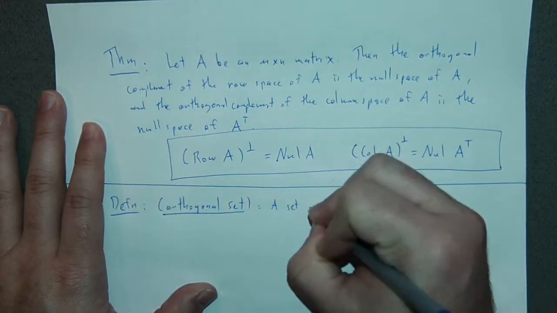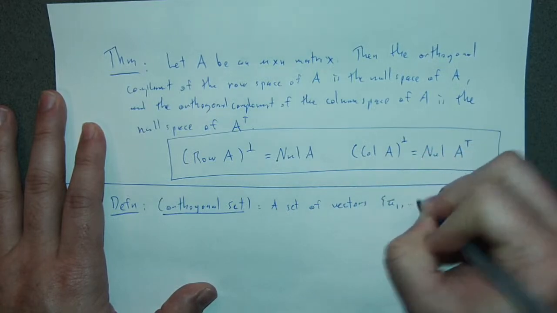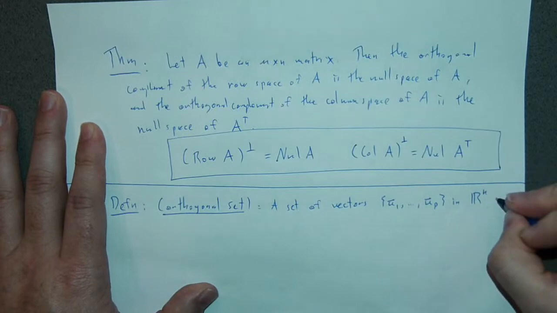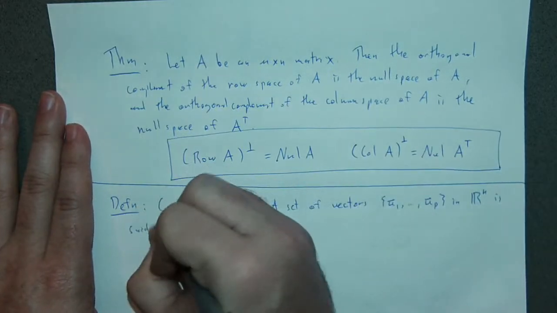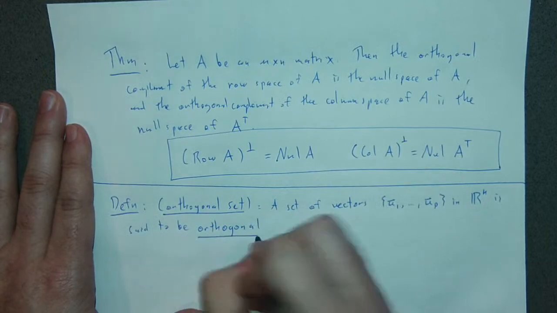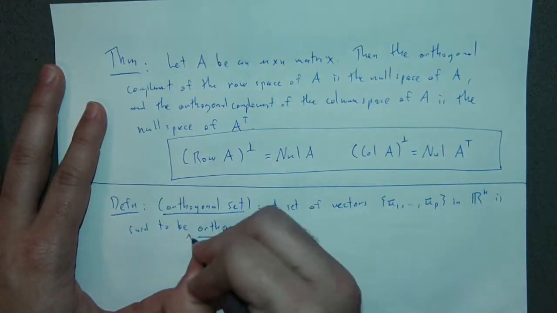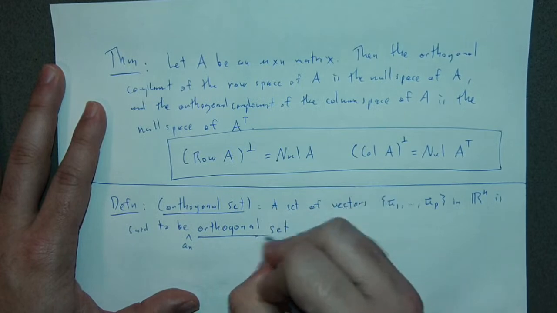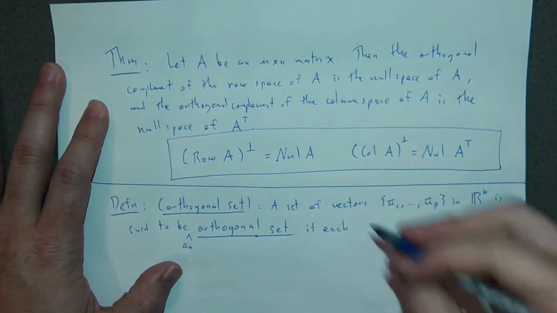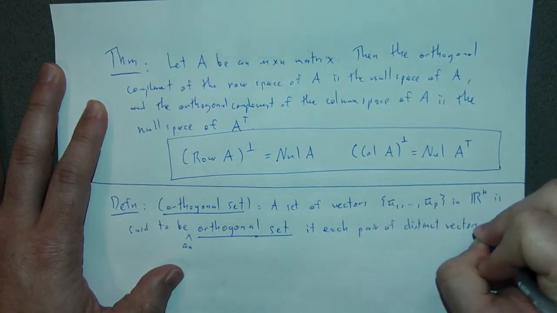A set of vectors, say u1 to up in Rn, is said to be orthogonal. That is, they're an orthogonal set. So maybe I should say said to be an orthogonal set if each pair of distinct vectors is orthogonal.